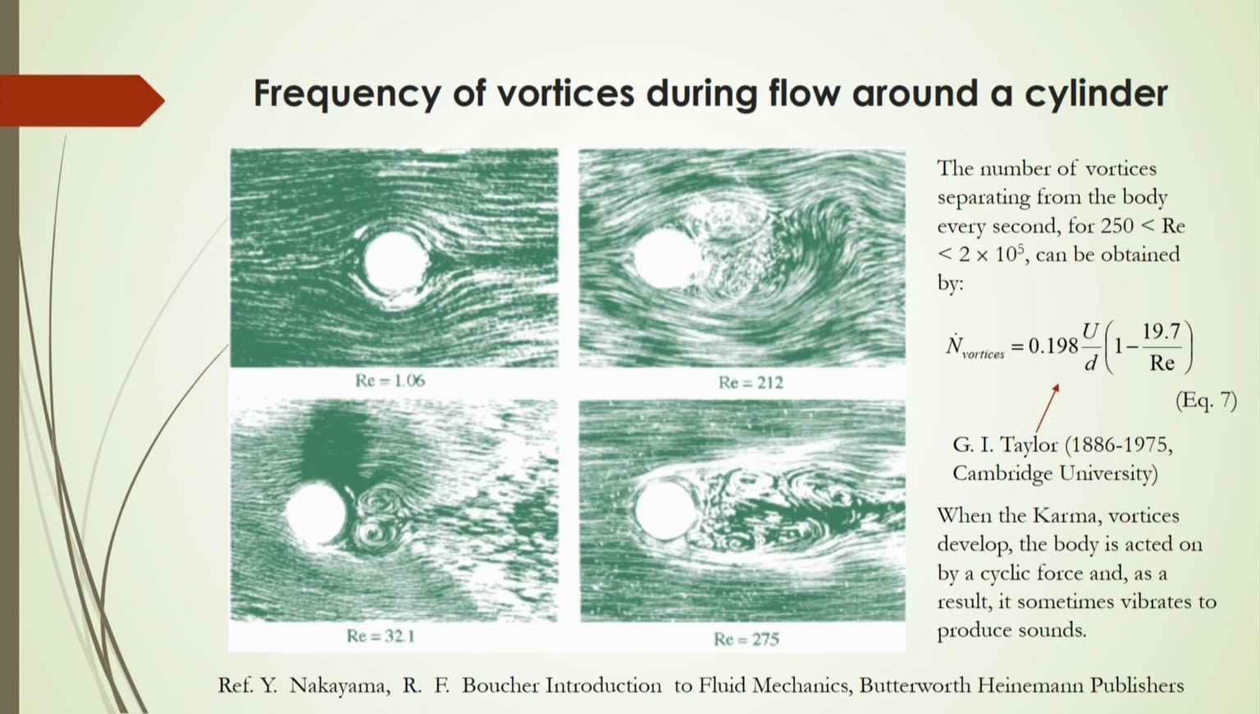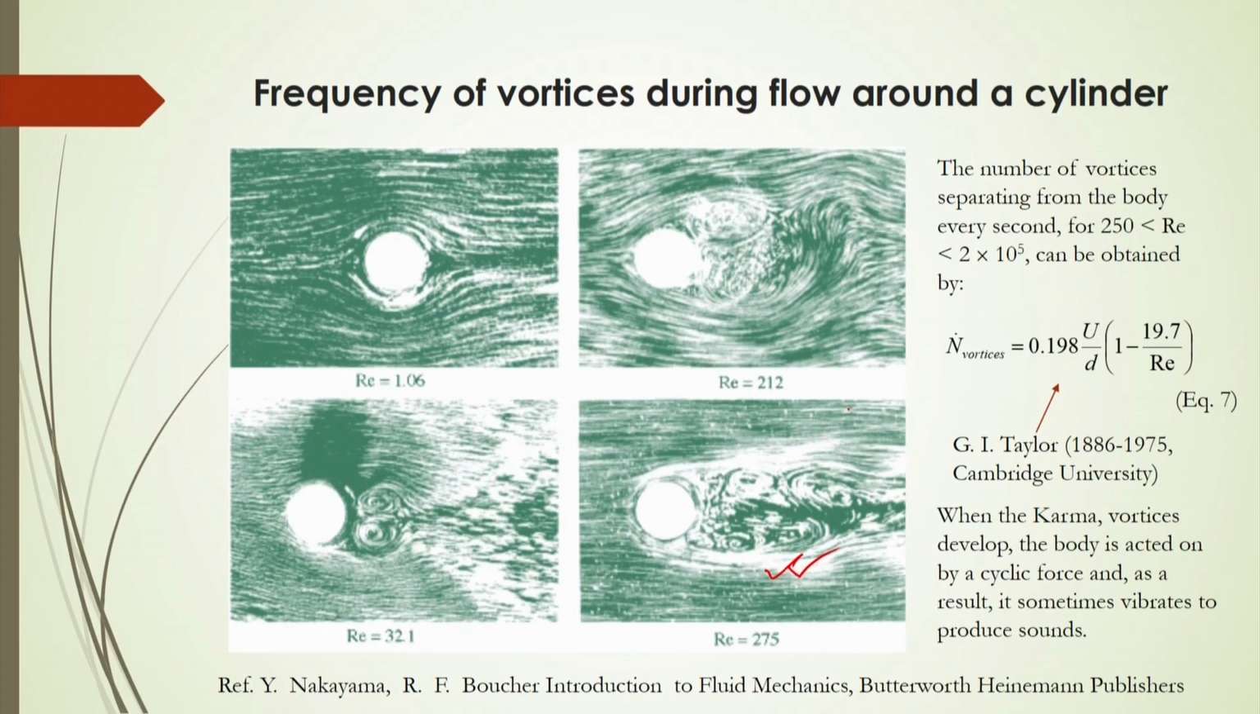If Reynolds number is 275, how these vortices are formed and how the fluids are mixed, and here what is that at Reynolds number 212 how these vortices are formed, and if it is 1 only, then there will be no vortices formed. Now, based on this Reynolds number and also the velocity and also the diameter of the shape, you can have this number of vortices formed at that particular condition.